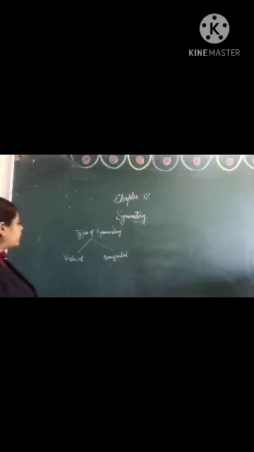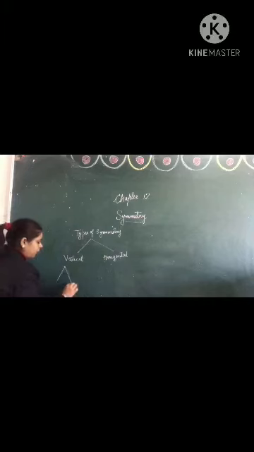Now moving to the next topic, that is types of symmetry. There are two types of symmetry, vertical as well as horizontal. What is vertical line of symmetry? When we divide any figure vertically from top to bottom. Suppose this alphabet A is given to you and you have to divide it equally, then you will draw a vertical line of symmetry from top to bottom.